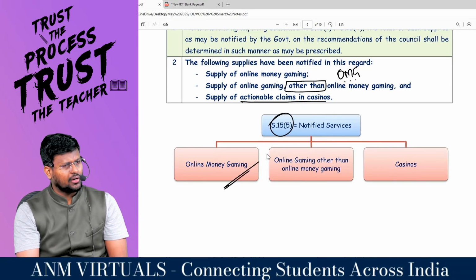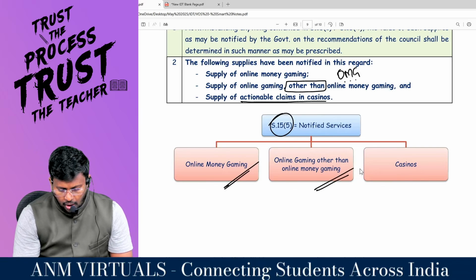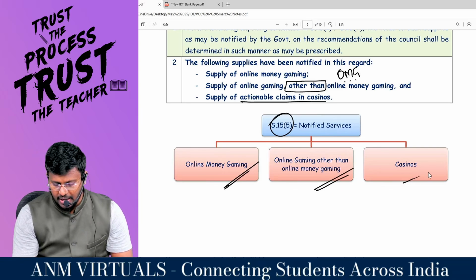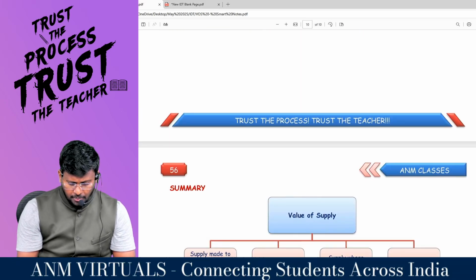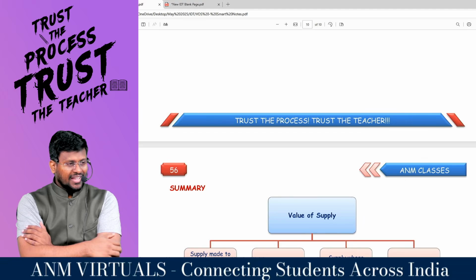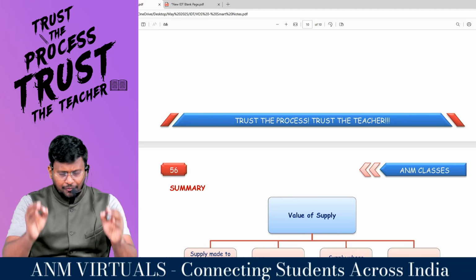Online money gaming. Online gaming other than online money gaming. For these, my dear lovable students, we put separate valuation rules. That is notified by the government. You have to follow that.